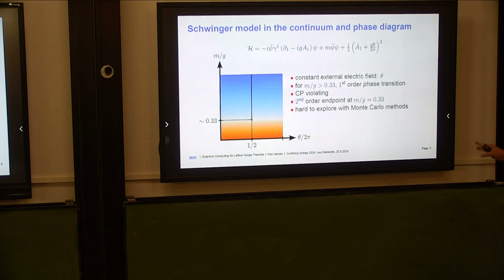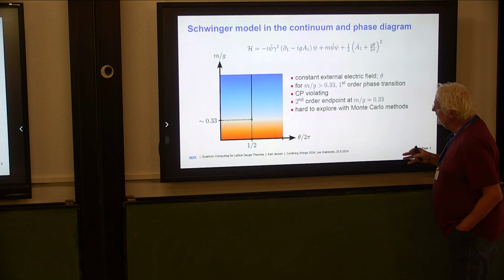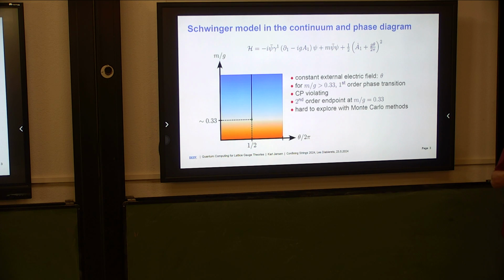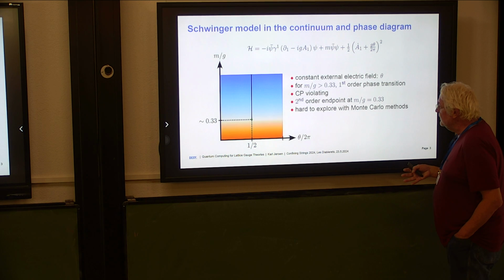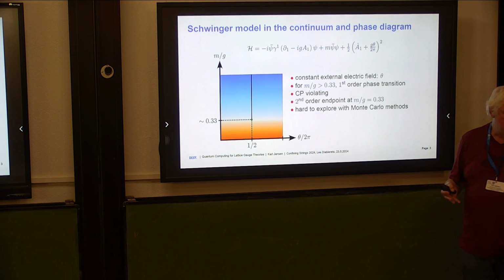Such a situation with an external electric field is extremely difficult for Markov chain or Monte Carlo simulations. They could not explore the phase diagram with Monte Carlo methods. And therefore, it's a nice example to do with quantum computations, which are based on the Hamiltonian, which doesn't have this problem of Monte Carlo.